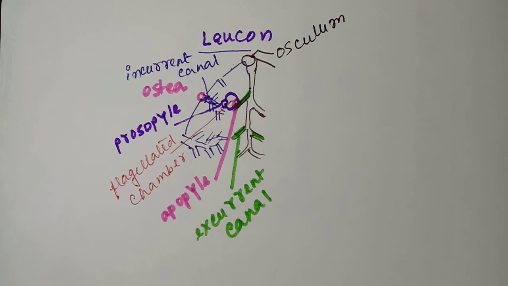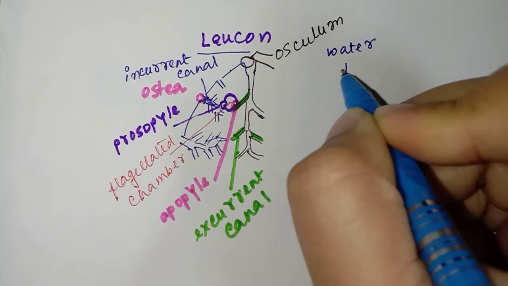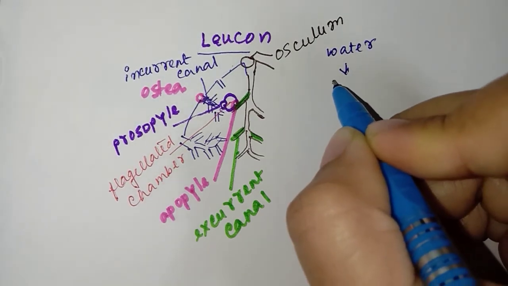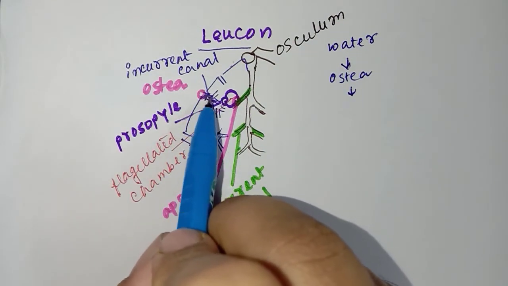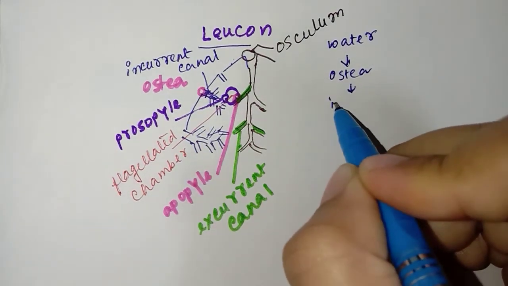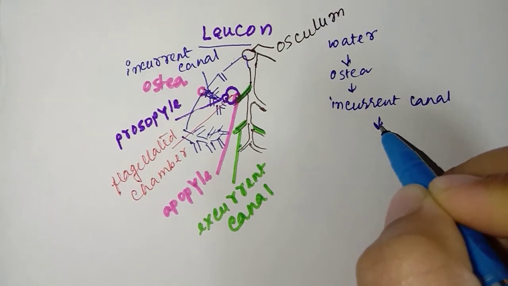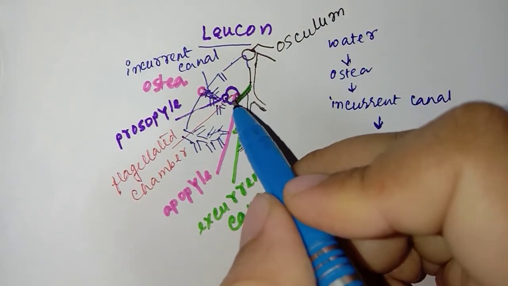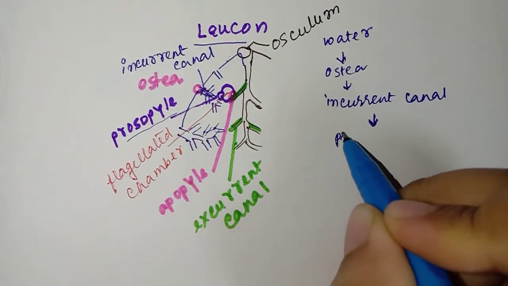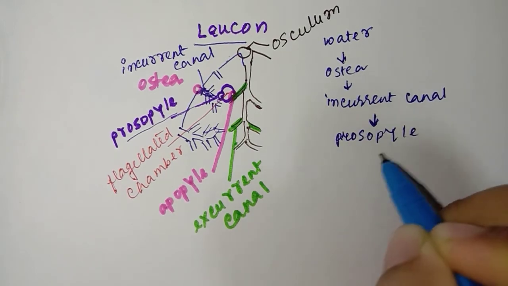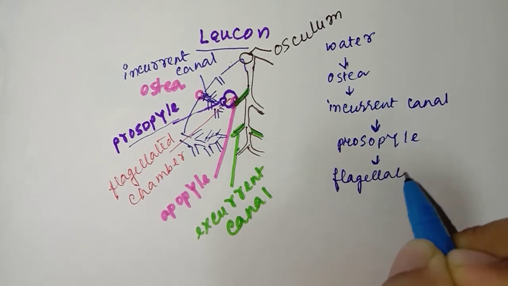Now just see the pathway. In this Leucon type of canal system, the water will enter inside the incurrent canal via this ostia. So this is the ostia. Then after that it will enter into this incurrent canal. From this incurrent canal, the water will enter into the next chamber, called the flagellated chamber. How? With the help of the prosopyle. With the help of the prosopyle, the water will enter into a chamber. That chamber is called the flagellated chamber.